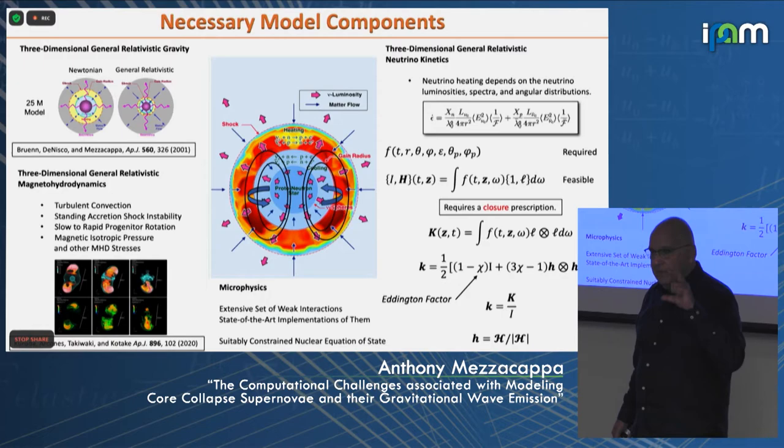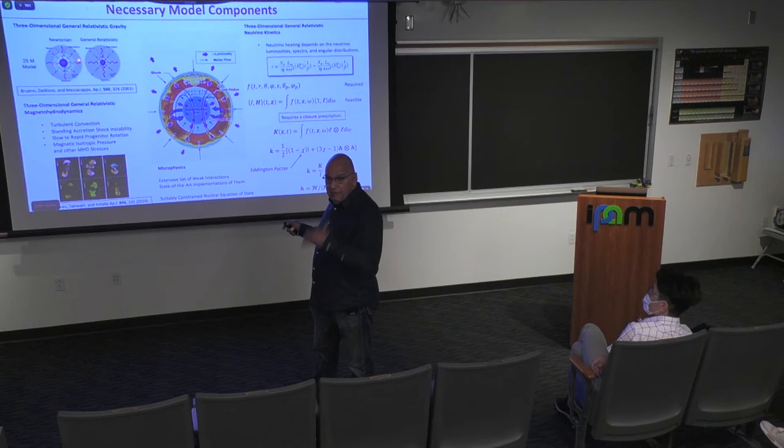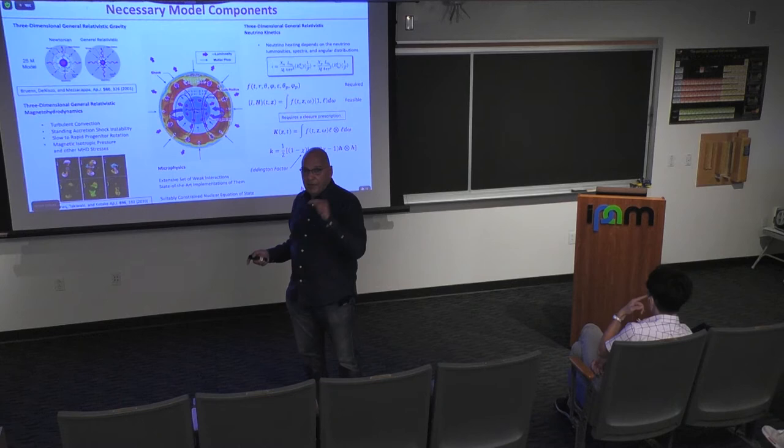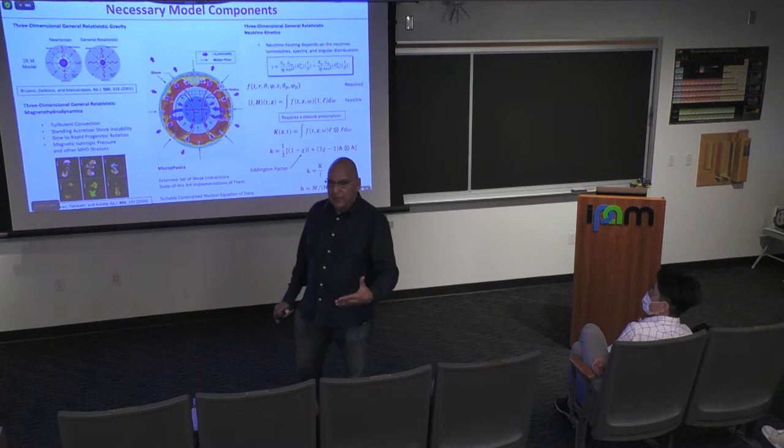So in the general relativistic case, you have a much more significant infall velocity. You have a much smaller heating region, and therefore much less time to heat the material. Because if you don't deposit sufficient energy before it hits the cooling region, it cannot explode. It cannot be unbound. It's doomed to accrete onto the protoneutron star, okay?